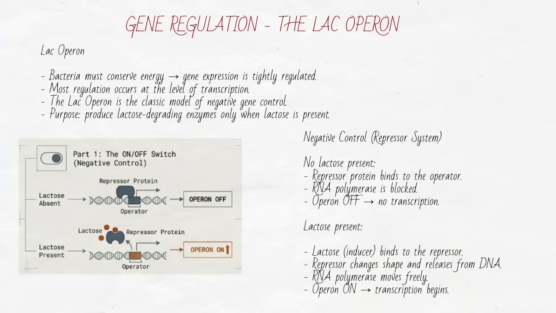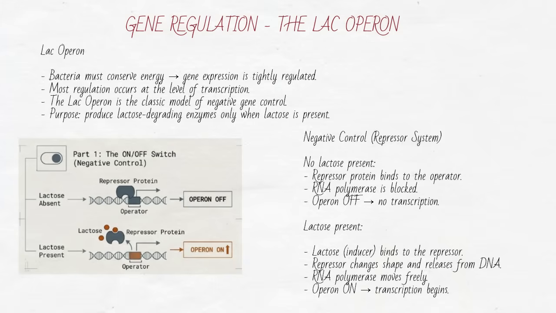The operon is off. But when lactose is present, lactose itself acts as the inducer. It binds to that repressor protein and changes its shape, inactivating the repressor. It lets go of the DNA, the road is clear, and transcription begins. The operon is on. Simple on, off switch. But it's actually a double-check system.